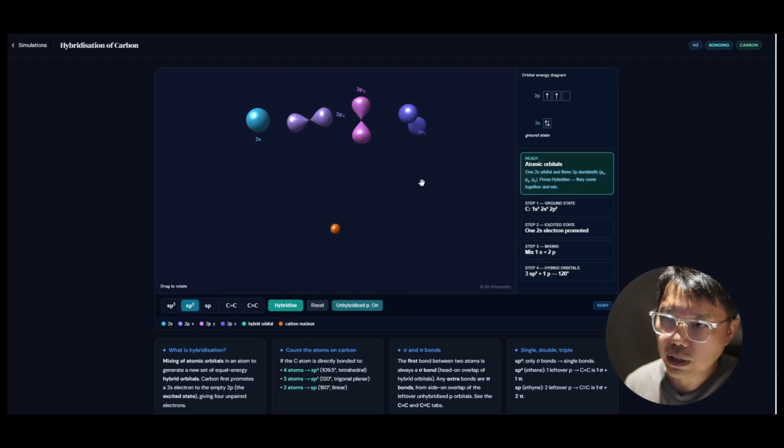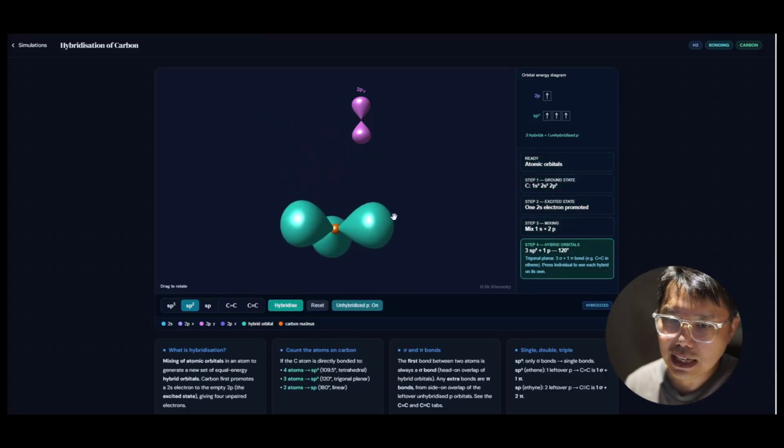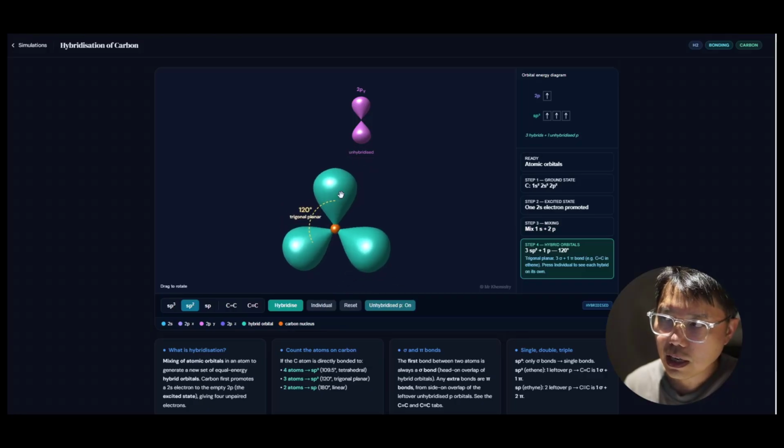Now sp2. The situation is now that carbon needs to bond to 3 other atoms instead of 4. So we just need to form 3 hybrid orbitals. We're going to hybridize 3 of them. Voila. So now you have a trigonal planar hybrid orbital, 120 degrees apart. And you notice that one of the 2p orbitals has not been hybridized. This unhybridized 2p orbital will later form your pi bond.